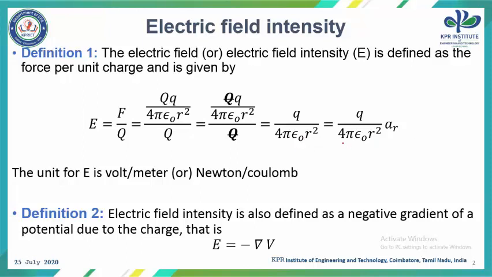In vector form, E equal to Q divided by 4 pi epsilon naught into epsilon r into r squared into a_R vector. Here also epsilon r is considered equal to 1. The unit for electric field intensity E is volt per meter or Newton per coulomb. Definition 2: the electric field intensity is also called the negative gradient of the potential due to the charge, that is E equal to minus del V.